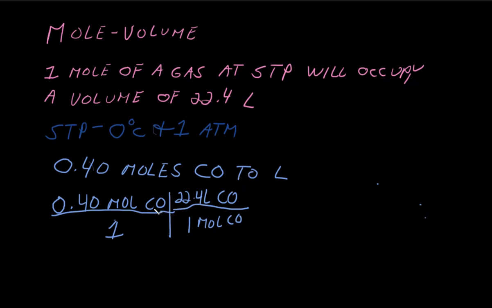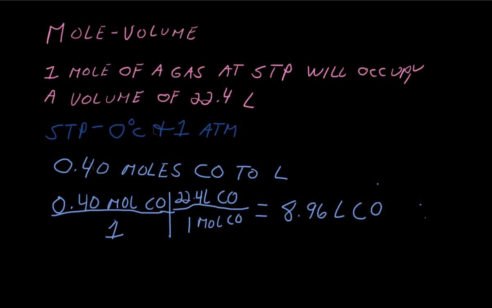Now, if you remember, whatever you have in the numerator here has to go in the denominator here. And we're looking for liters, so that'll be in the numerator. If we do the math, moles of carbon monoxide cancel out, and we're left with liters of carbon monoxide. 0.40 times 22.4 divided by 1 is going to be 8.96 liters of carbon monoxide. And again, this is at STP, 0 degrees Celsius and 1 atmosphere.